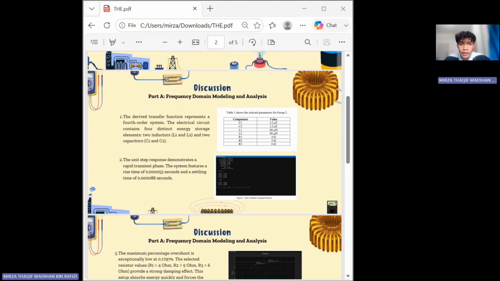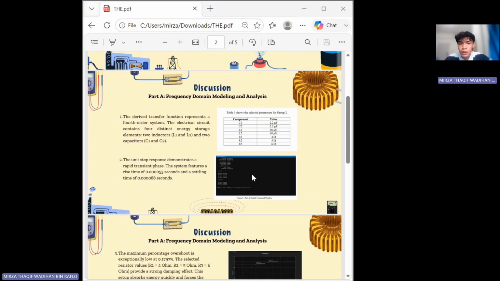So moving into our analysis and discussion section, I start with part A, which covers our frequency domain modeling. First, our derived transfer function is a fourth order system. The reason is that our group circuit has 4 energy storage elements, which is 2 capacitors and 2 inductors. Second, when we test this with a unit step input in MATLAB, we notice the system reacts incredibly fast.